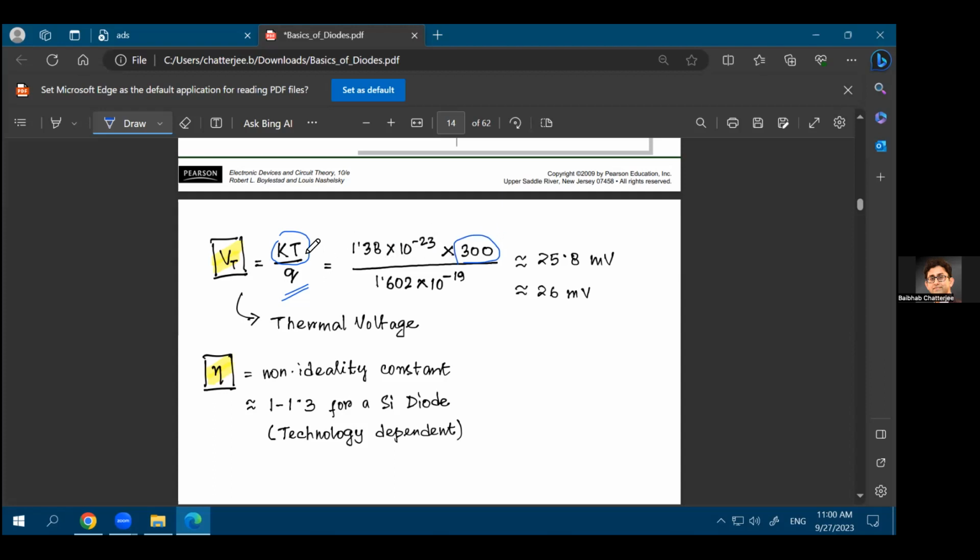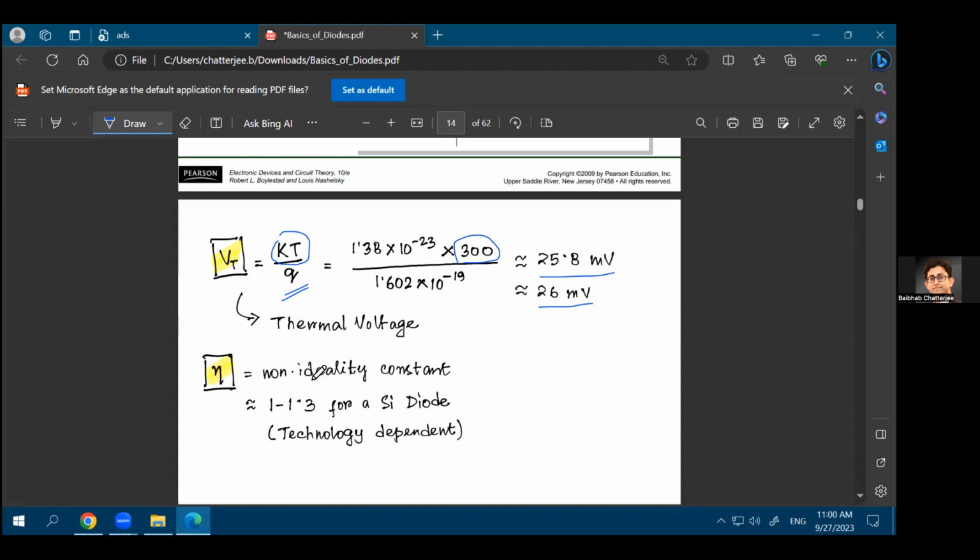So if your T is equal to 300, that is room temperature, and k is called the Boltzmann constant. So Boltzmann constant is 1.38 times 10 to the power minus 23. That divided by the charge of the electron gives you the value of the thermal voltage. And if you calculate that, it comes out to be about 26 millivolts.